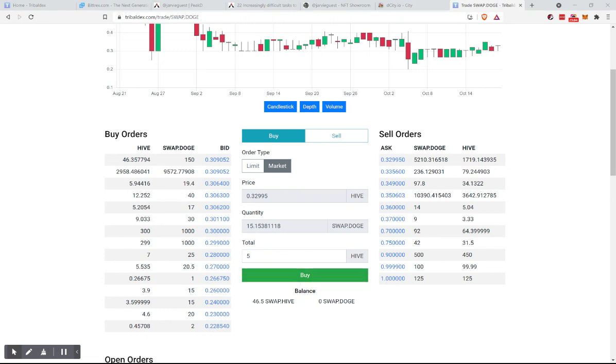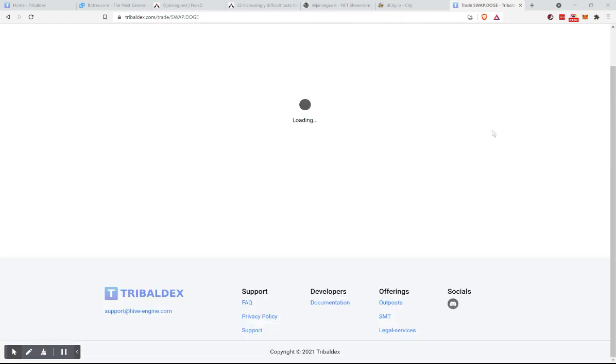So we're going to be using, and this is, again, not Hive, it's swap.hive. Oh, well. And now we should look in our wallet as soon as this is done loading. And we should see that 15 or something like that. 15 plus a few decimal points.